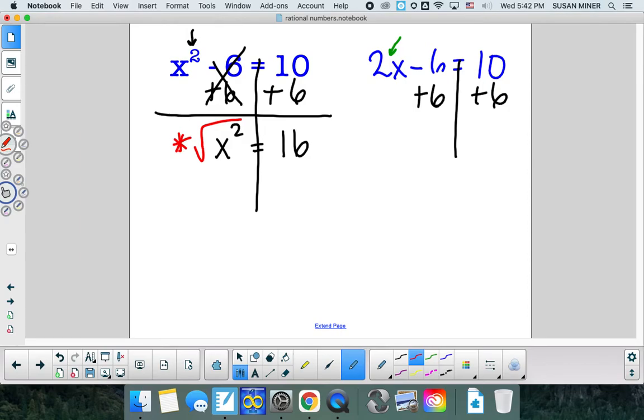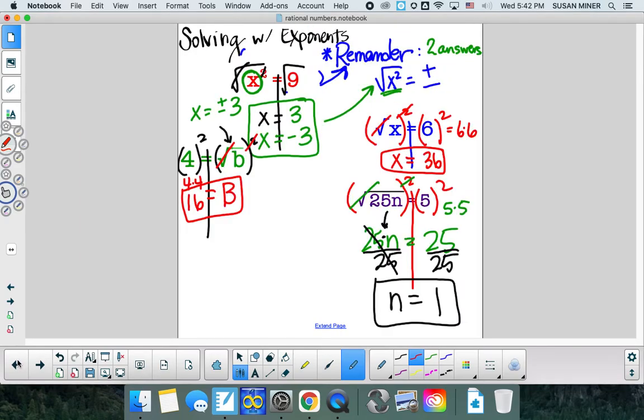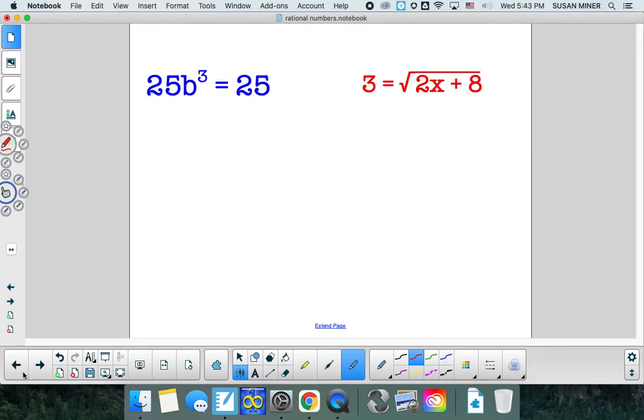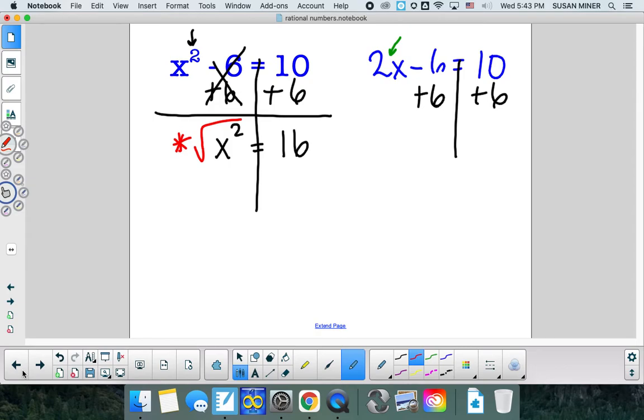What did we say we had to remember about the square root of x squared? Remember, how many answers should I get if I take the square root of x squared? I should get 2 answers, one positive and one negative. And so this is a great example of what I'm talking about. Here's the square root of x squared. In order to cancel out the squared, I have to take the square root of both sides.